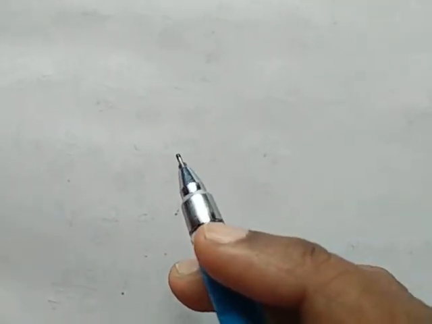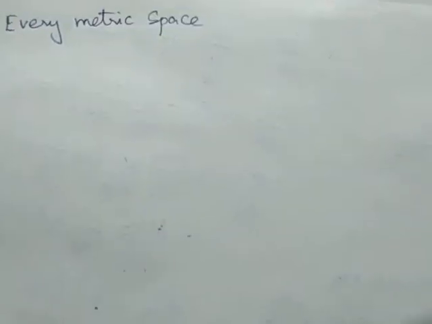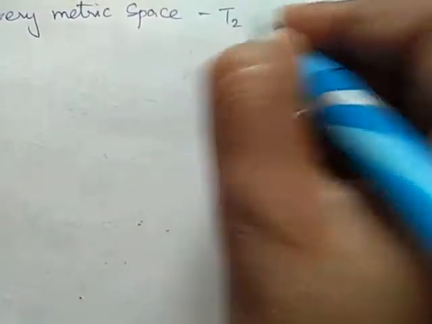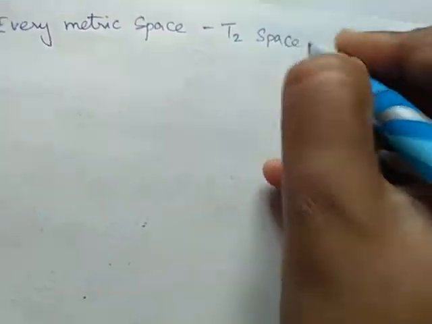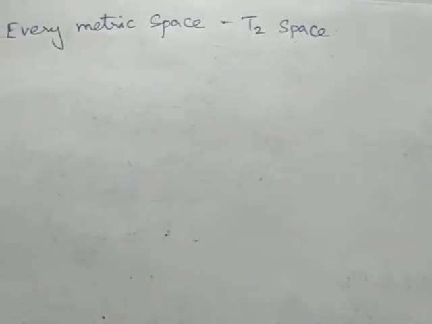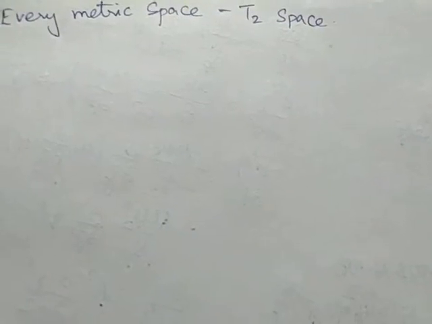The very first theorem is we are going to prove every metric space is a T2 space. We have studied what a metric space is in the first semester class itself. So what is a metric space? If d is defined from X cross X to the real numbers, it should satisfy 4 conditions.